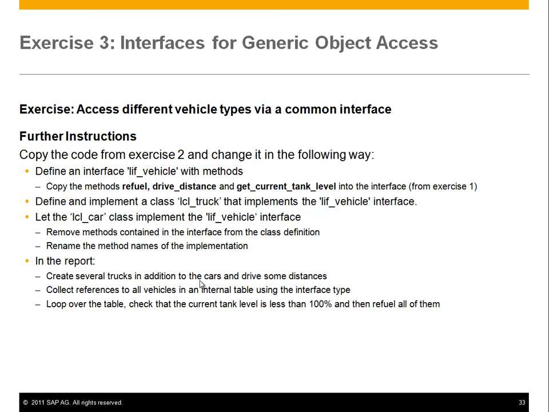And then in the report in the main program, you can create several trucks in addition to the cars, drive some distances, and collect references to all vehicles in an internal table. So you do this in main this time, using the interface type. So you have a table of interface references, and then you loop over the table, checking whether the tank level is less than 100%, and if it is, then you refuel them. So you will access all vehicle objects in a uniform way using this loop.